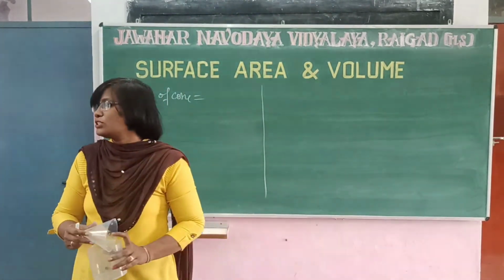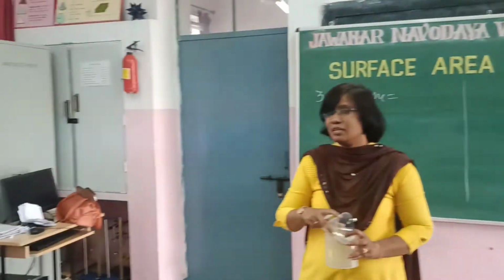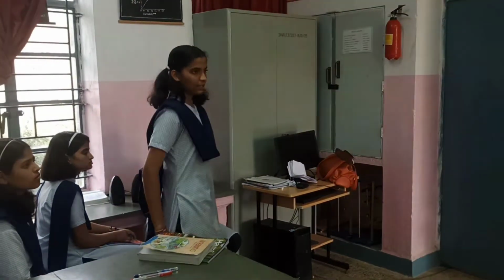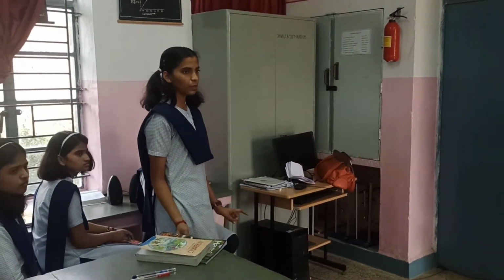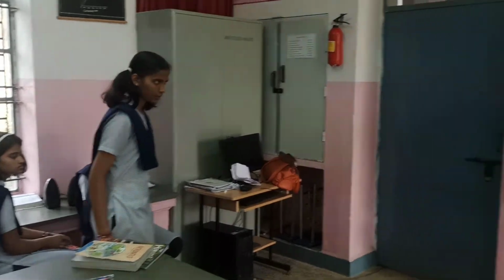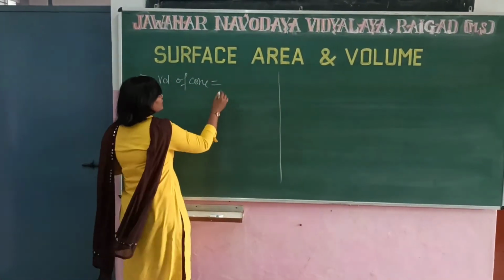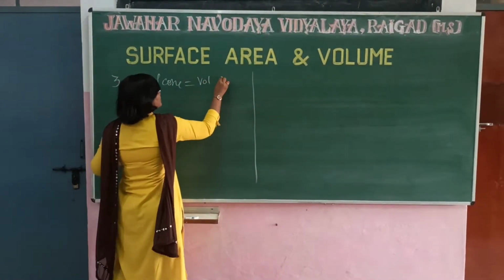Fantastic. One of you stand up and give the answer. Megha, can you say it loudly? Three times the volume of cone will be equal to one times the volume of cylinder. Fantastic. Three times volume of cone will be equal to volume of cylinder.